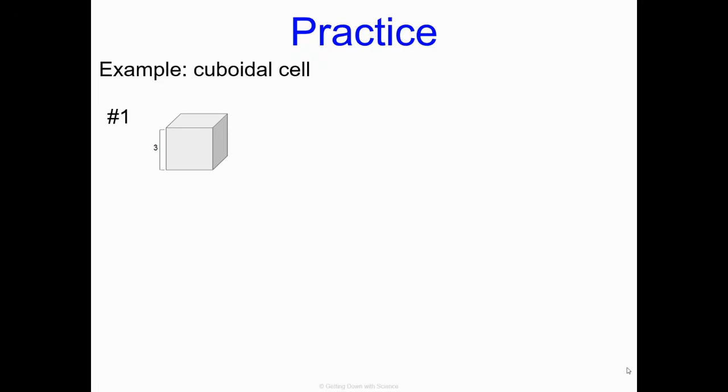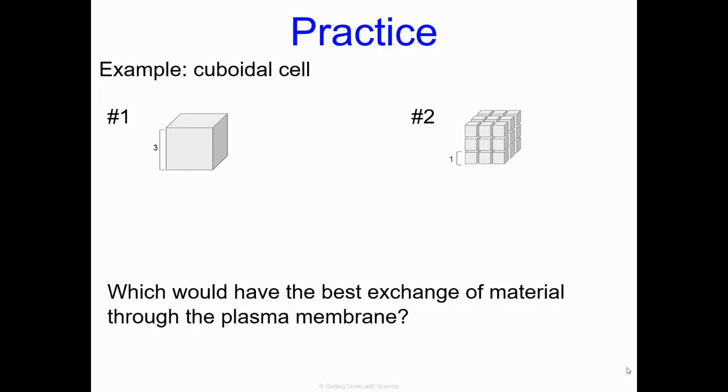First, we're going to look at cuboidal cells, and the second one is an example where we see multiple boxes. So we can see cuboidal cell number 1, the units are arbitrary for both, but the first one has a side of 3. And then for the second one, each box has a side of 1. And I want you to use your calculations to answer which would have the best exchange of material through the plasma membrane. So go ahead, take a minute, calculate the surface area to volume ratio for cell 1 and cell 2, and then determine which would have the best exchange of material through the plasma membrane.